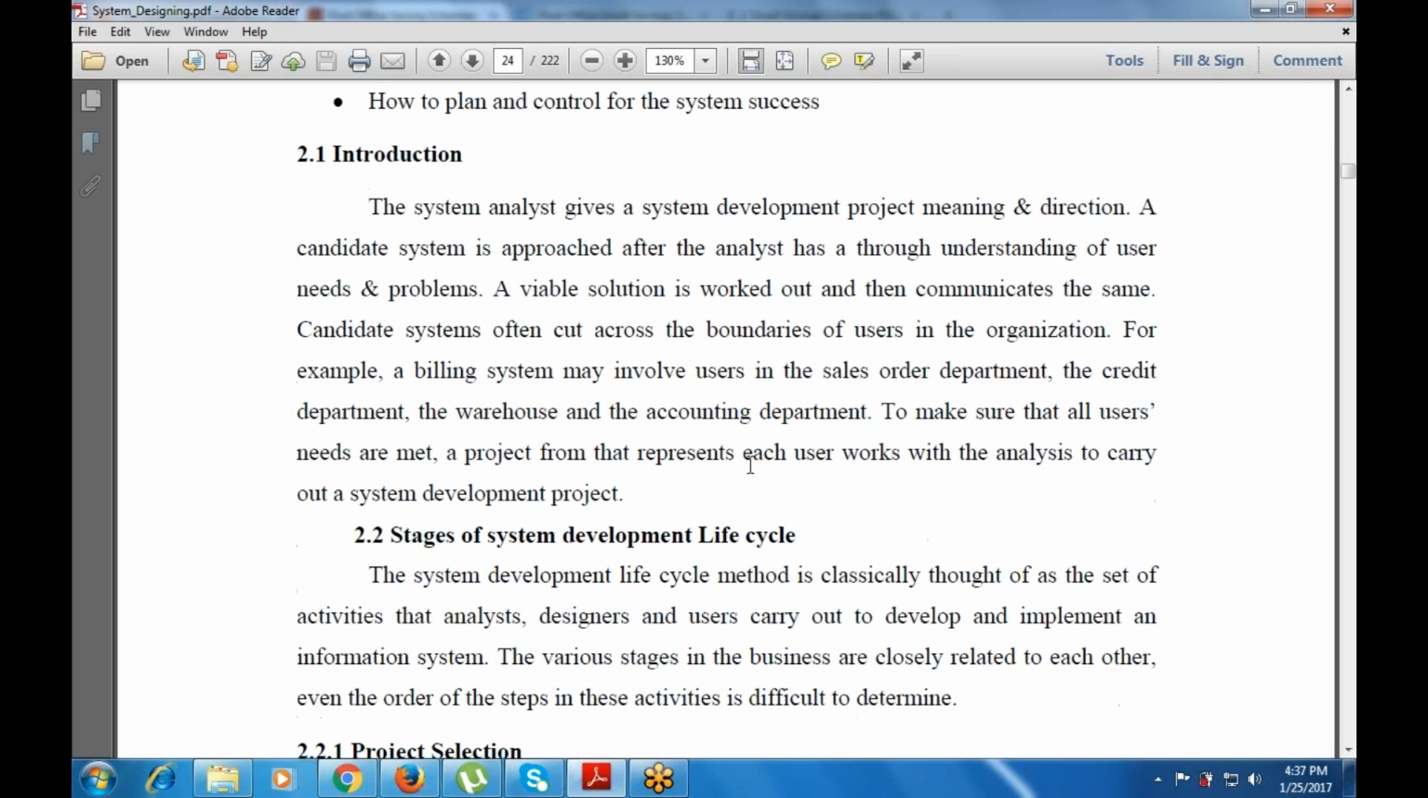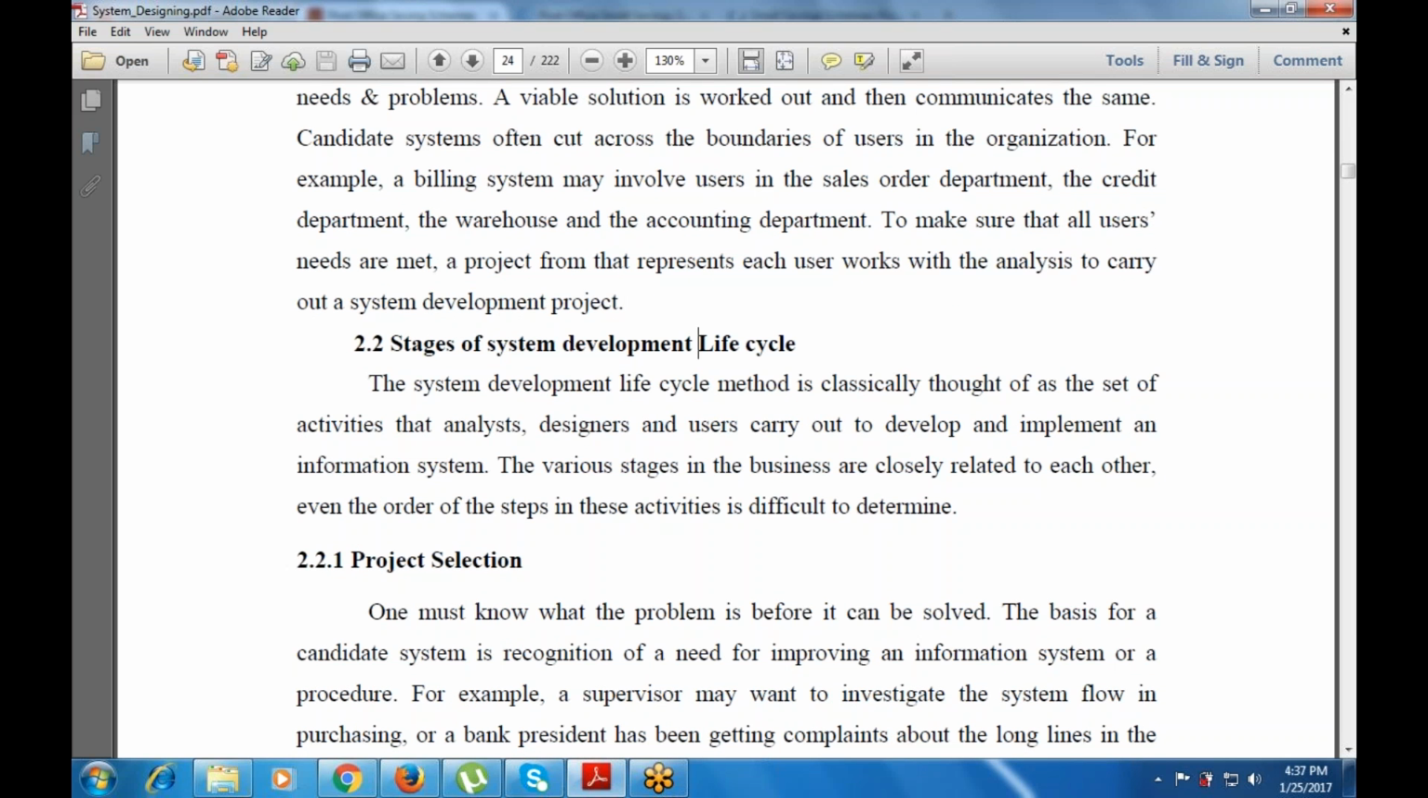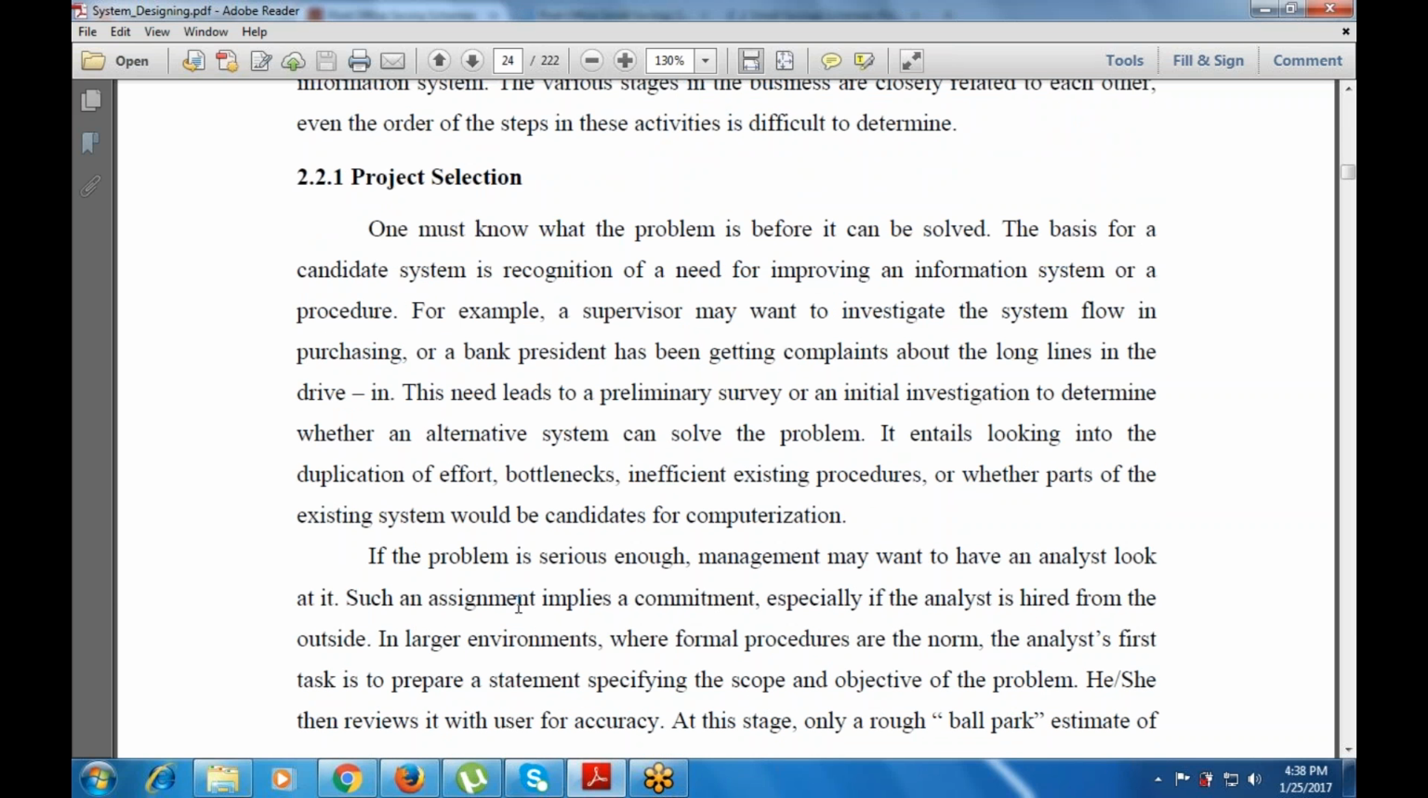When we talk about the stages of the system development life cycle, one of the major stages is analysis, then design. What are the various activities considered within it? Project selection, and the project requirements that must be resolved. If the problem is serious enough, management may want an analysis of it. Such an assignment implies a commitment, especially if the analyst is hired from the outside.